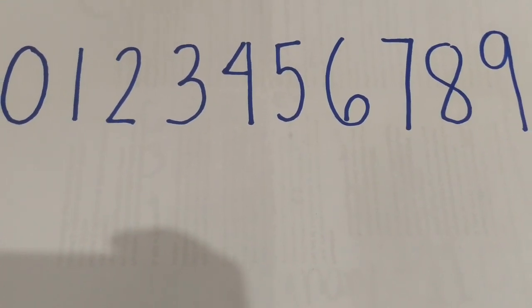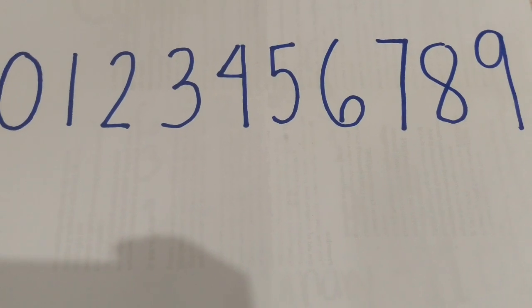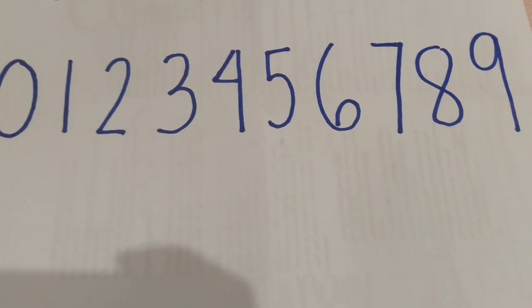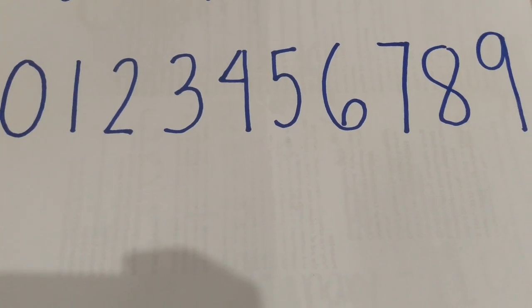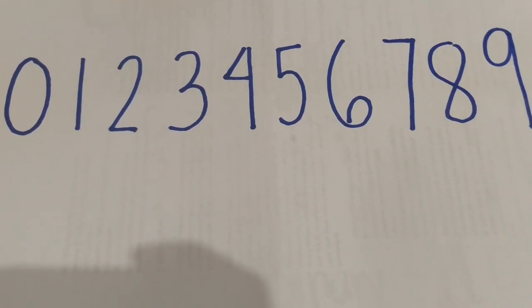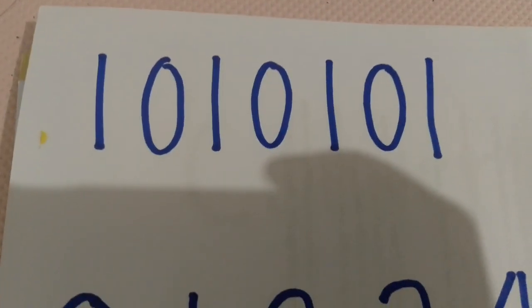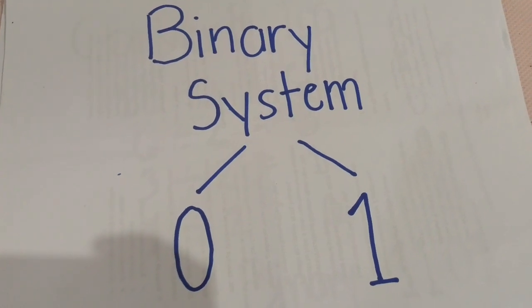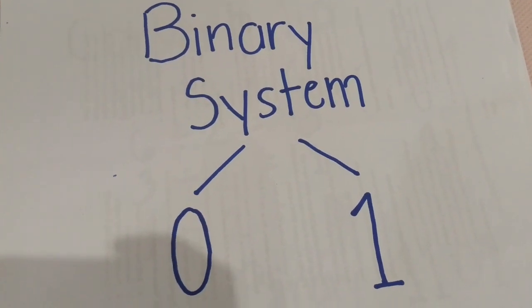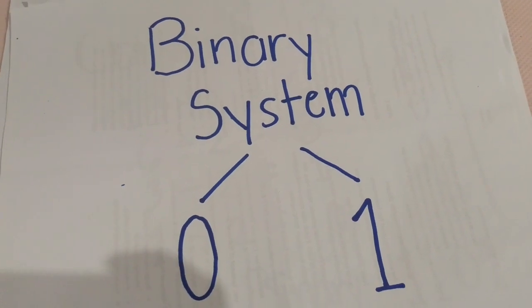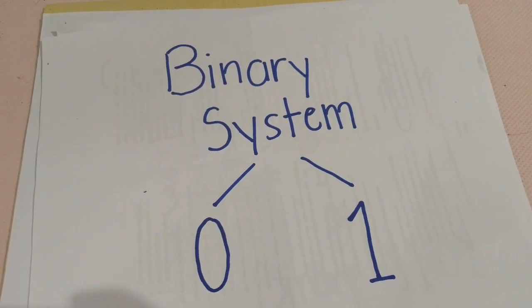consists a decimal system where we are familiar with it, which starts with 0 to 9. Usually in a binary system, they use 1 and 0, just like this. So a binary system consists of 0 and 1. In short, 0 stands for off and 1 stands for on.